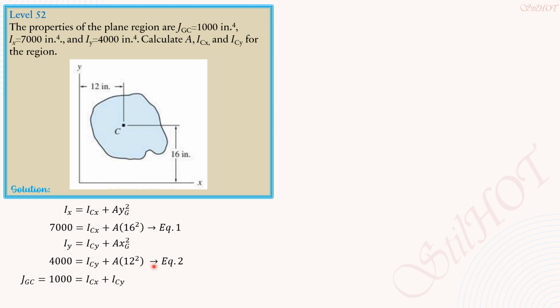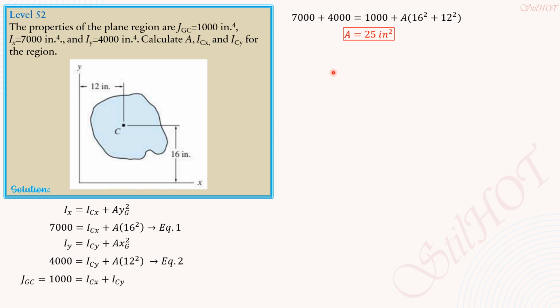So if we add equations 1 and 2, 7000 plus 4000, which is 11000, equals Icx plus Icy, which is 1000, plus area 16 square plus area 12 square. So we can now compute the area. So 7000 plus 4000 equals 1000 plus area times quantity 16 square plus 12 square. This 1000 here is Icx plus Icy, because we add equations 1 and 2. So from there we can solve for the area, 25 inches square, or square inches.